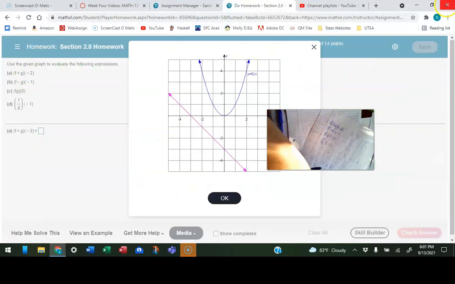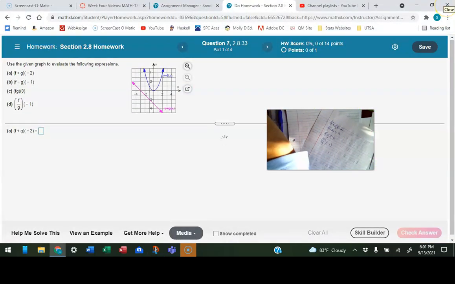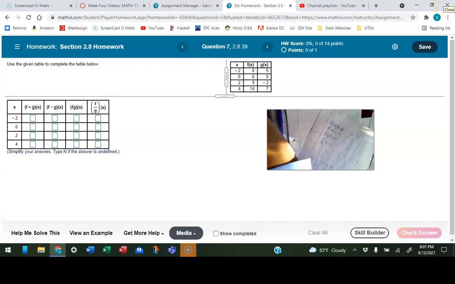Okay, so let's see what else we've got going here. Again, this is going to be the same type of thing, so I'm going to do the first one for you. It says if x is -2, I'm just looking at the top row. If x is -2, then tell me what f plus g of x is, f minus g of x is, f times g of x is, and f over g of x is.